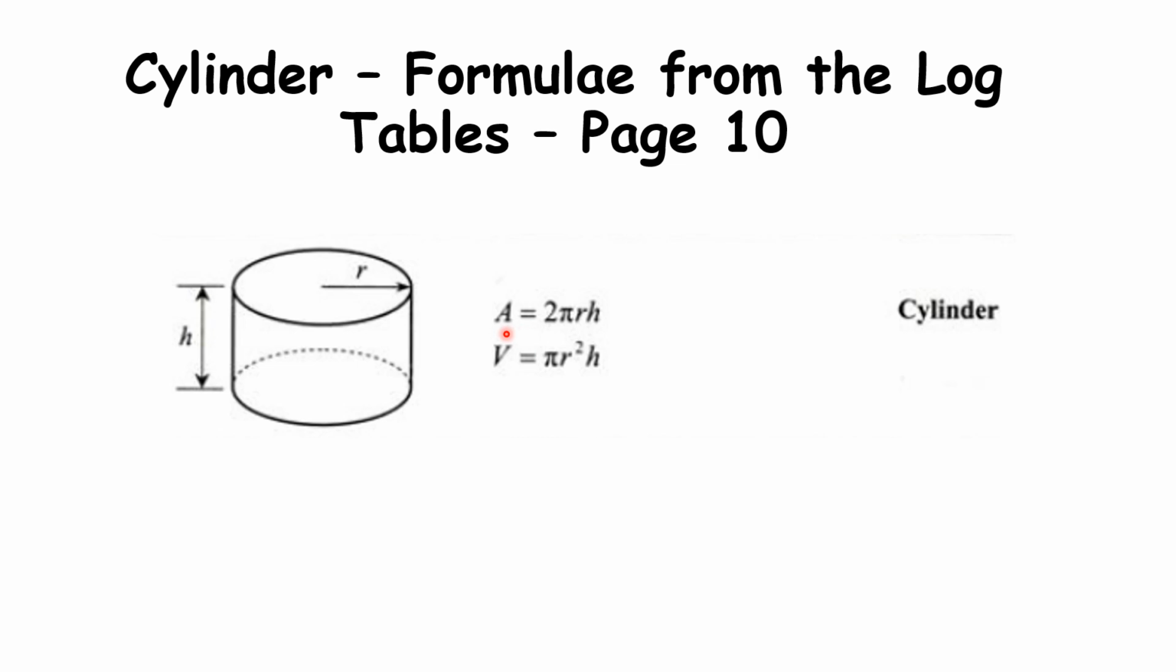So the area here in our log tables, A, is the curved surface area, and we're going to talk about that in a little bit more detail because this is an important one. And the formula is 2 pi r h. And then V is for volume, and that is pi r squared h, and that is very straightforward to work with.